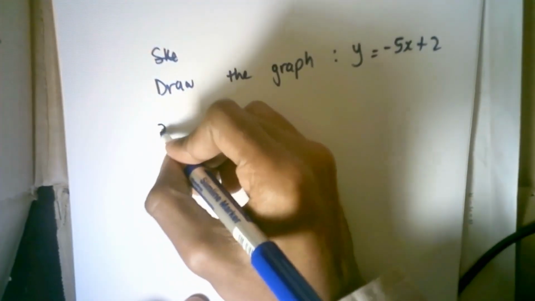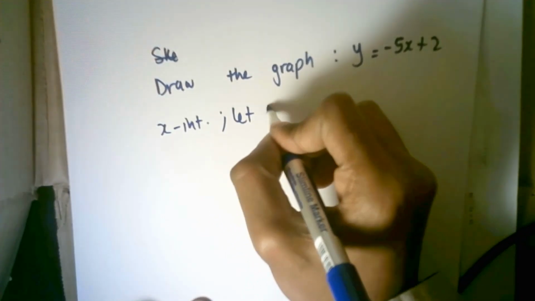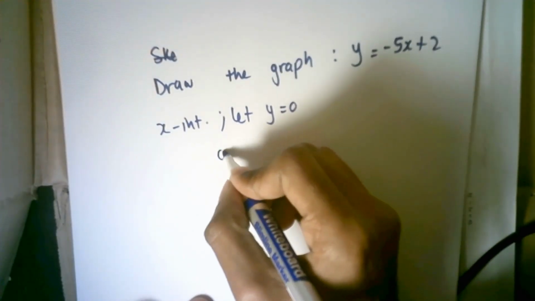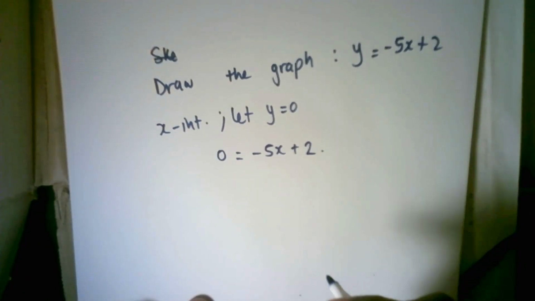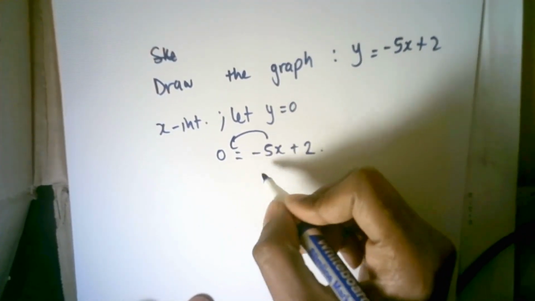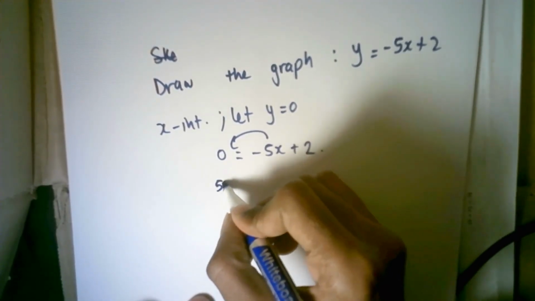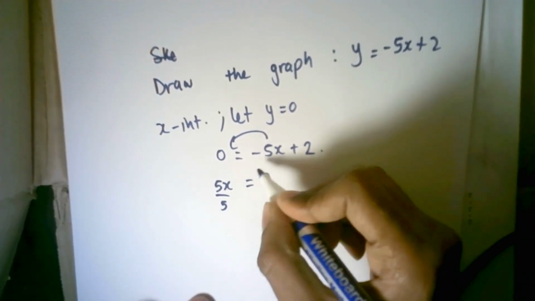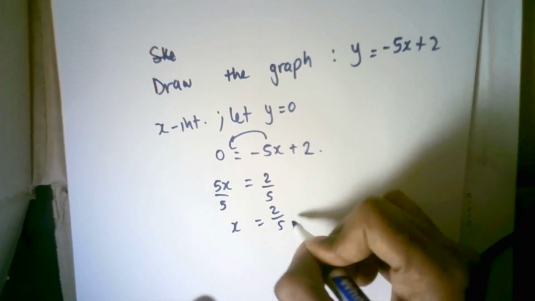Now to find your x-intercept, you let y equal to 0. So it's going to be 0 is equal to negative 5x plus 2. Right? I'm going to make x the subject of the formula. Let me take negative 5x to the left hand side. So it's going to be 0 plus 5x, which is just 5x is equal to 2. Now I divide both sides of the equation by 5. X is equal to 2 over 5.